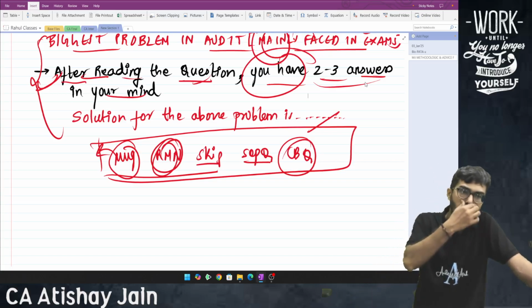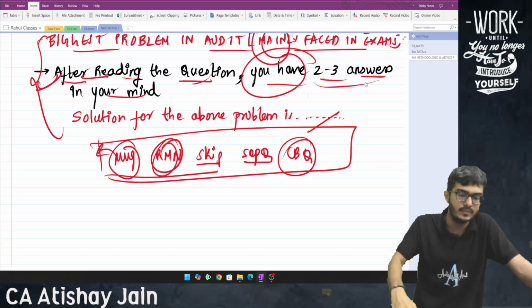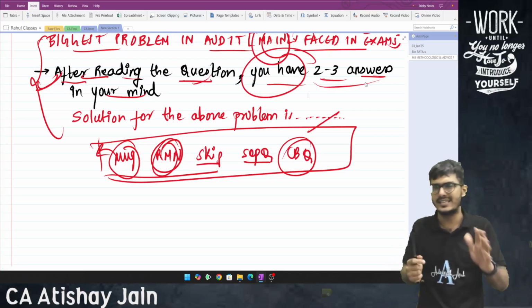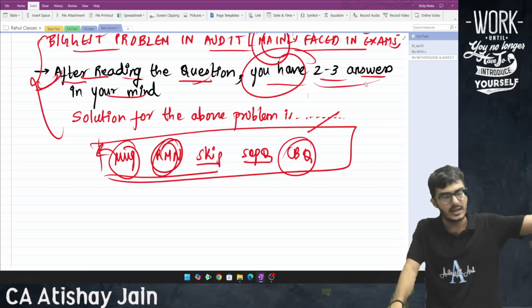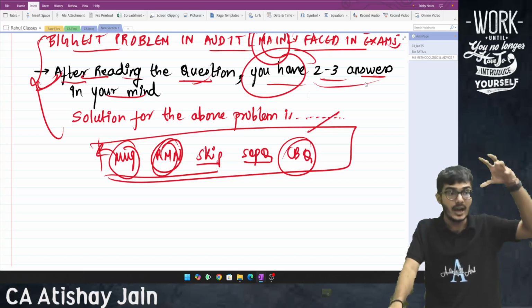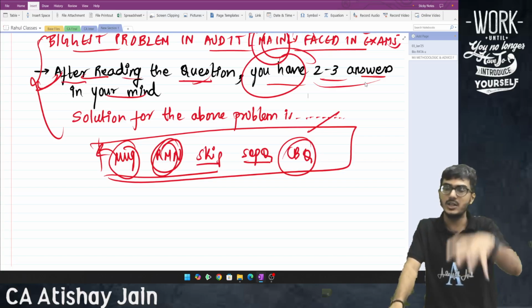So what do I do to reduce that extra additional data? Because I am a person who focuses more on the exam point of view. See, audit is a practical subject. तुम लोग audit clear करने के बाद articleship करने वाले हो, where you're going to learn how we actually do audit, just with theoretical knowledge.